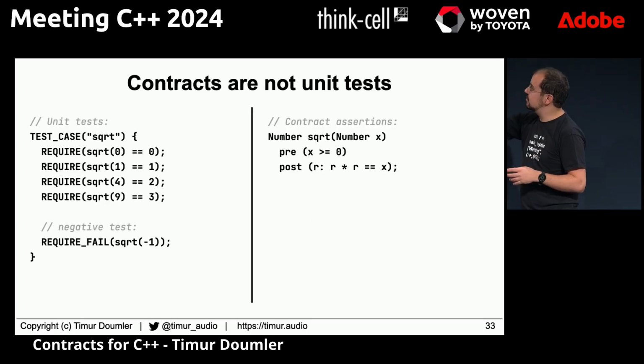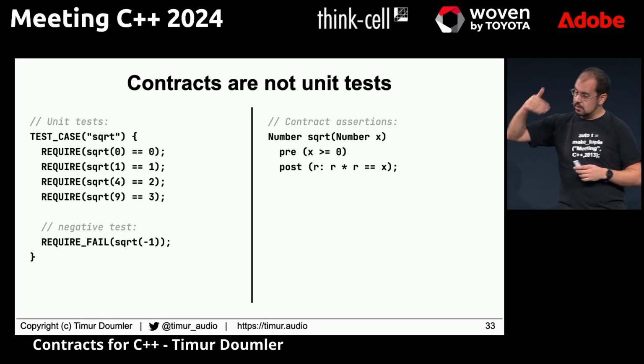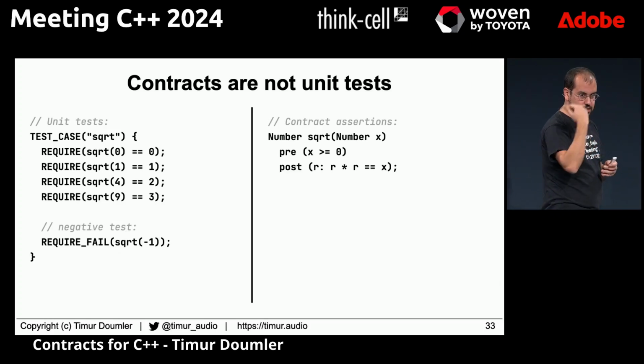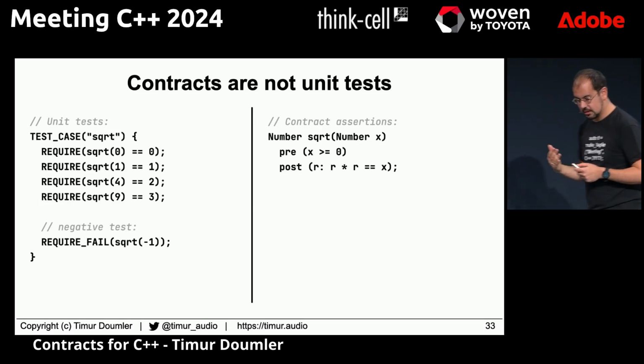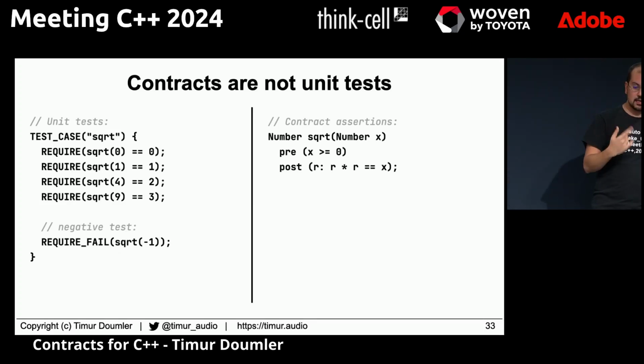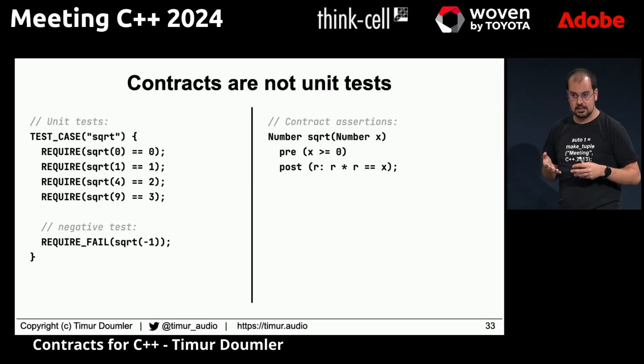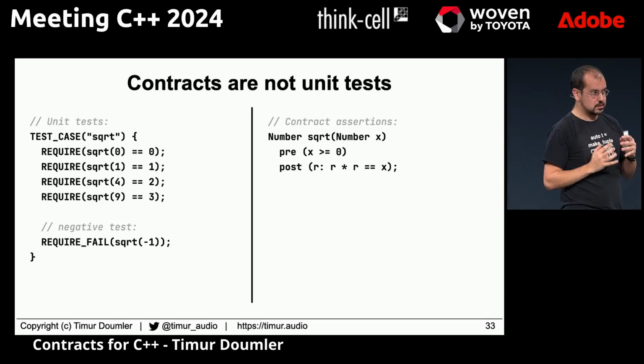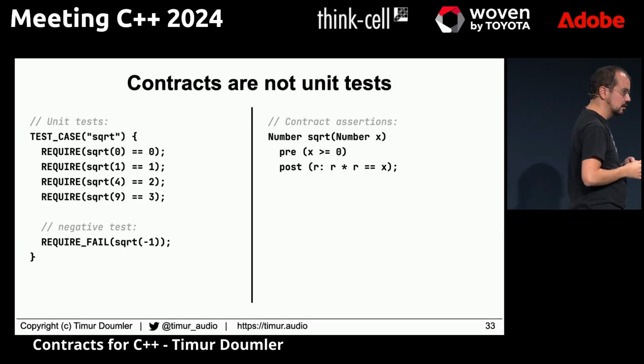So unit tests here on the left-hand side, you call a function with a concrete input, right? And you expect a concrete output. Whereas contract assertions, they're on the other side. They're on the function declaration, and they kick in no matter how you call the function, right? So it's a kind of a different way to go about it. It's a bit like a hand and a glove kind of thing.